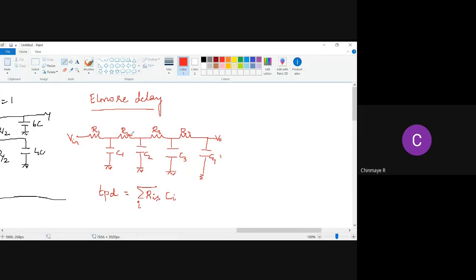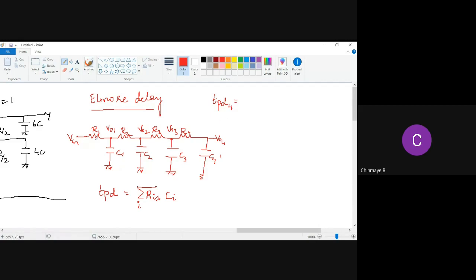Now let's calculate the delay at various points. Let me call this V01. Let me call this V02. Let me call this V03. And let me call this V04. First, in order to calculate V04, let's calculate the delay from the input to the output of V04. Let me write that as TPD4.